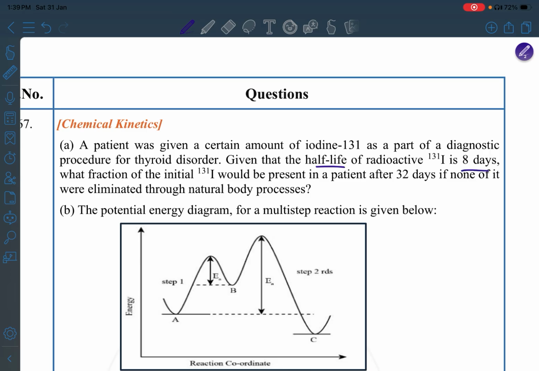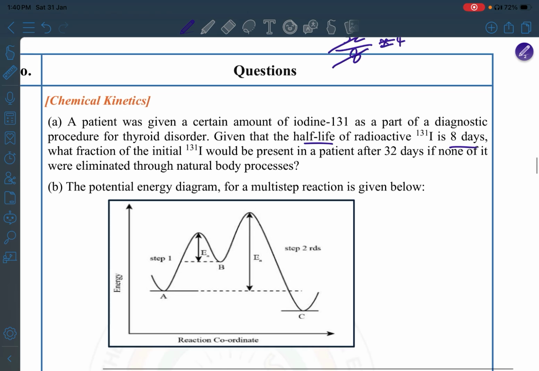Okay, now we just divide how many half lives it has in 32 days. So there are 4 half lives in 32 days. So the equation becomes initial concentration divided by 2 to the power 4, and this becomes 1/16, like 1 by 16 into A naught.